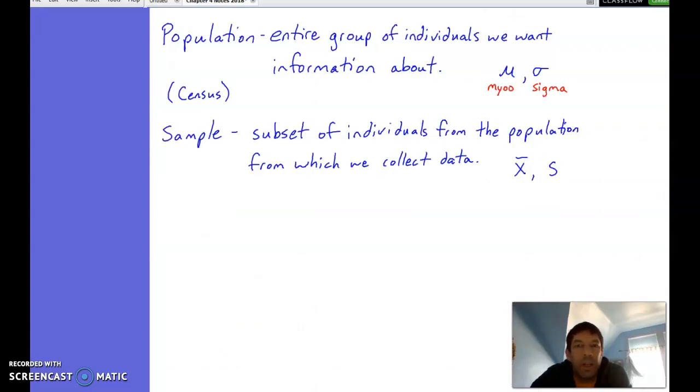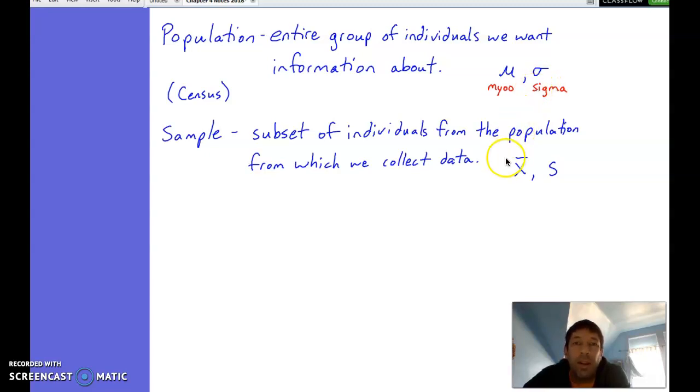Just a little refresher on a couple of things here. Population and sample. So again, population is the entire group of individuals that we want information about, and a sample is a subset of individuals from the population. Okay. When we talk about parameters, remember we talked about parameters. For a population, the parameters we use are mu, which is the average, and sigma. This is the small Greek letter sigma, and we use that for standard deviation. That's when we're talking about the population, so those are parameters.